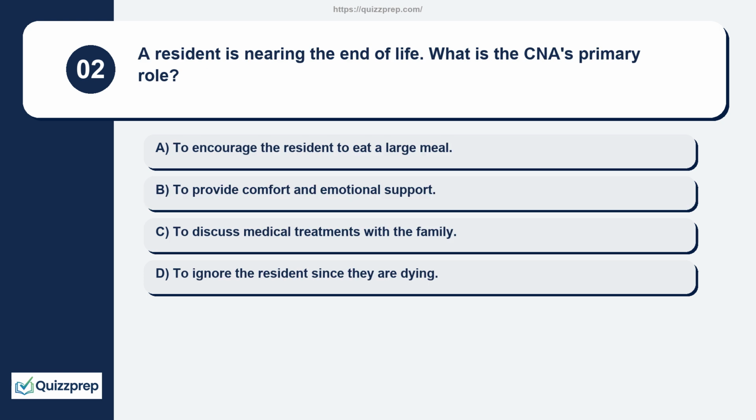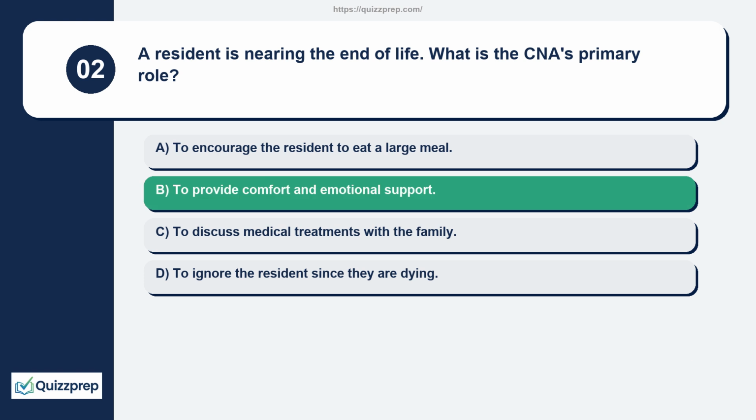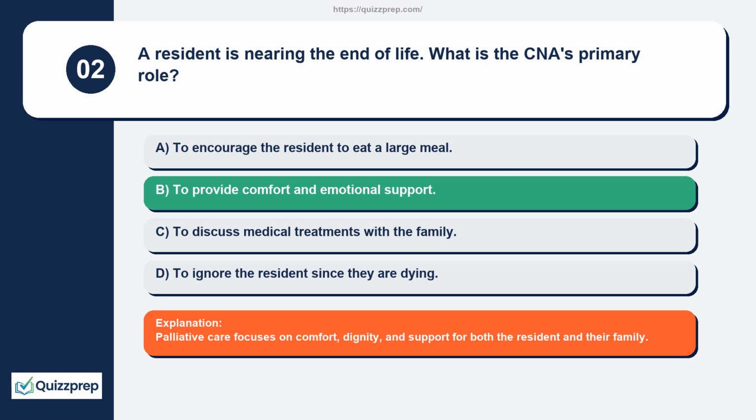Question 2. A resident is nearing the end of life. What is the CNA's primary role? To encourage the resident to eat a large meal, to provide comfort and emotional support, to discuss medical treatments with the family, to ignore the resident since they are dying. Palliative care focuses on comfort, dignity, and support for both the resident and their family.